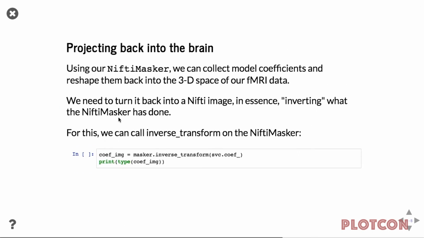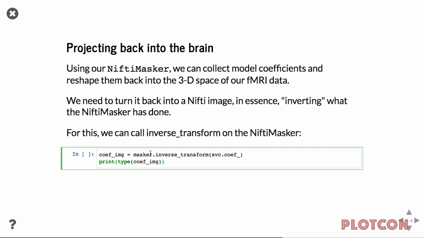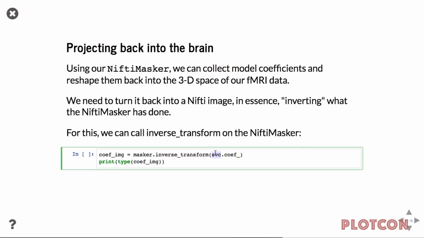So what's cool about this is that if I'm using support vector machines, I get a coefficient, one for each voxel, basically. And because I have this NiftiMasker and it kind of knows about how to transform things between space and between Scikit-learn sort of shapes, I can do the opposite of that. I'll say, give me the inverse transform of these coefficients.